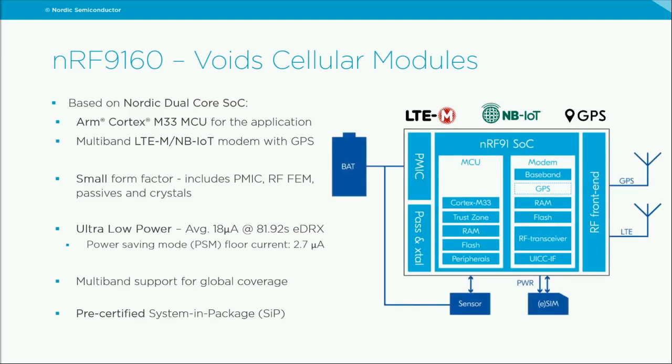So it is also ultra-low power. We have an average of 18 microamps at 81.92 seconds in the eDRX intervals. The power saving mode floor current is around 2.7 microamps. And this device has multiband support for global coverage and is also a pre-certified system in package. It's important to note here that we have a separate application area and a separate modem area. So you can have your own application with your dedicated flash and RAM on the microcontroller area.